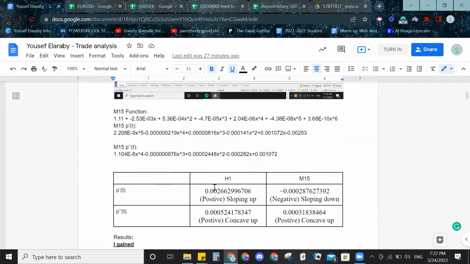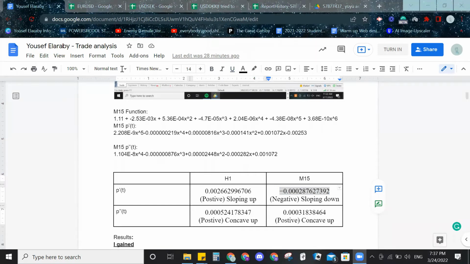So in H1, you can see both are positive, and the only negative sign it actually shows is in M15, when it's sloping downwards. But because of all the information shown earlier and all the stuff crashing, I felt like it was going to keep going, and when I watched it more, it did proceed to continue downwards. So this sell actually became a result of my gaining.